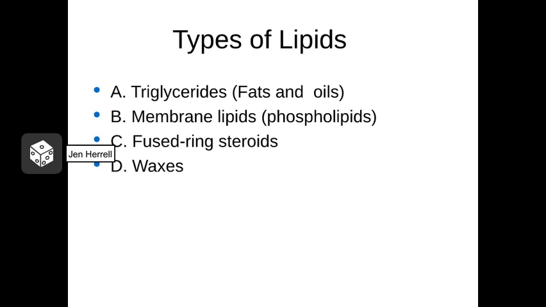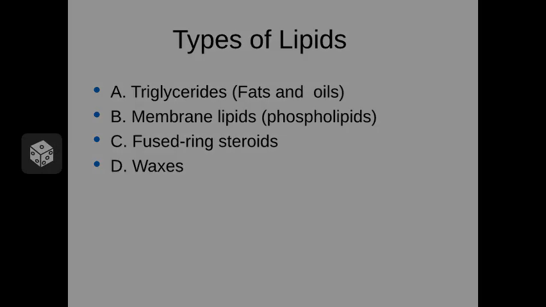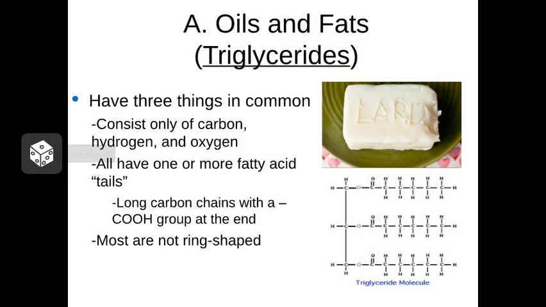There are several different ways to categorize lipids, but these are the categories we are going to use and go through. Triglycerides, membrane lipids, fused ring steroids, and waxes. Triglycerides includes oils and fats. So this category includes things like bacon grease and lard and Crisco, but also vegetable oil, peanut oil, olive oil, those types of things.